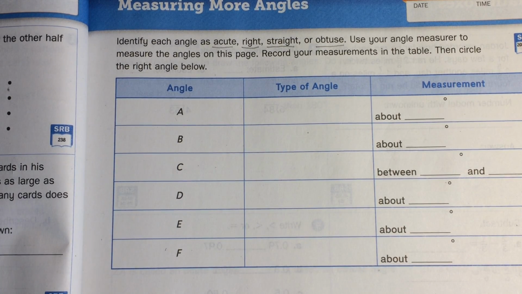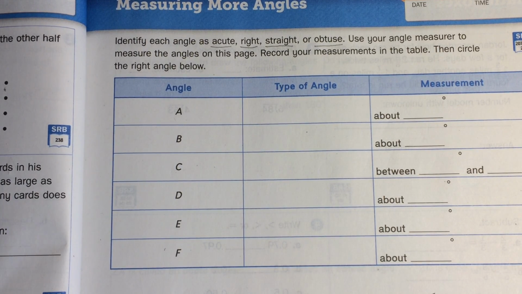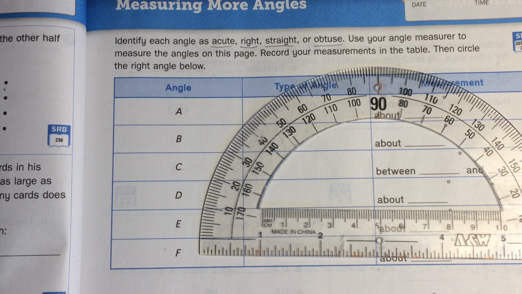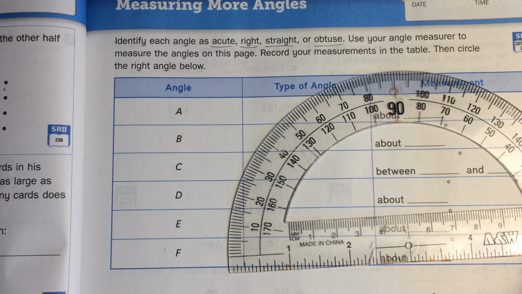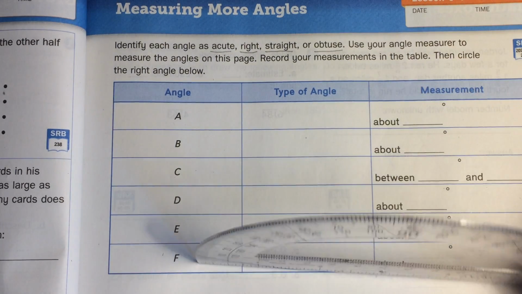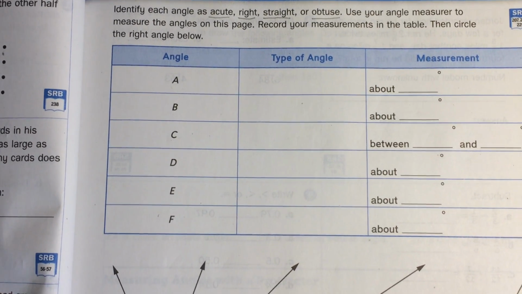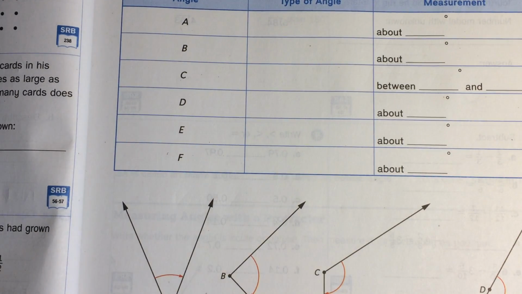So maybe what I'll do for my people who don't have protractors, because I'm going to be real with you, there's probably a lot of houses that don't have protractors lying around. There's not a whole lot of use at home for them these days. So for the people who don't have protractors, we can at least do this. We can identify the type of each angle.